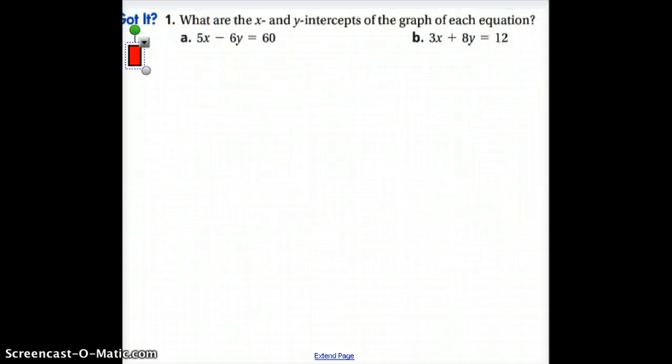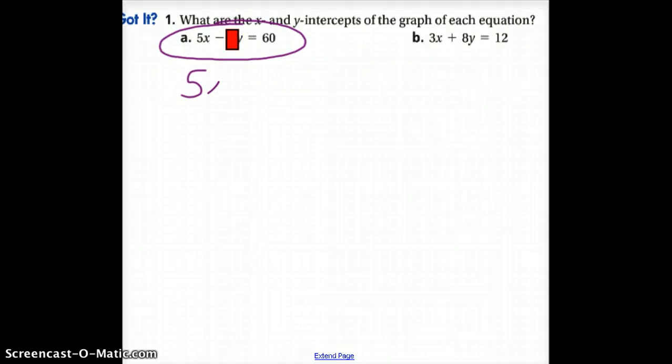Let's do another example. We'll just do A. Here's my equation in standard form. To solve for x, I make y 0. I'm just going to cover up the y term. If I put a 0 in for y, this would just kind of go away. My new equation is just 5x equals 60. Solve for x. X equals 12.